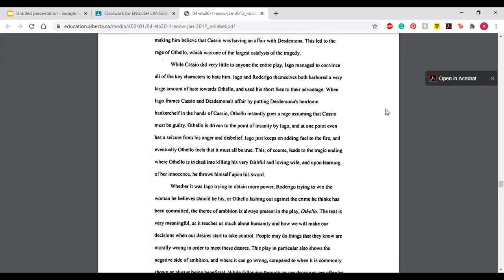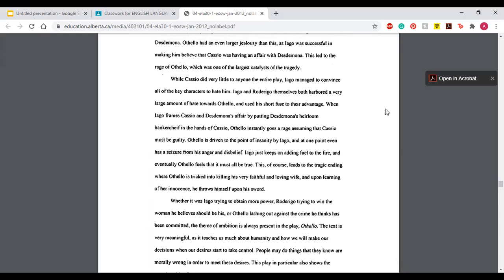So for example, right here, while Cassio did very little to anyone the entire play, Iago managed to convince all the key characters to hate him. Iago and Roderigo themselves both harbored a very large amount of hate towards Othello and used his short fuse to their advantage when Iago frames Cassio's affair by putting. So basically, in this whole paragraph, they're just telling what happens in the whole entire story. So the whole essay is basically a summary of what happened.